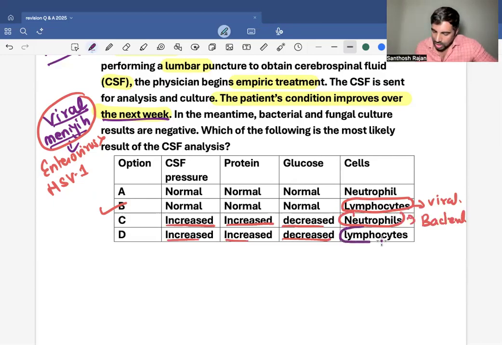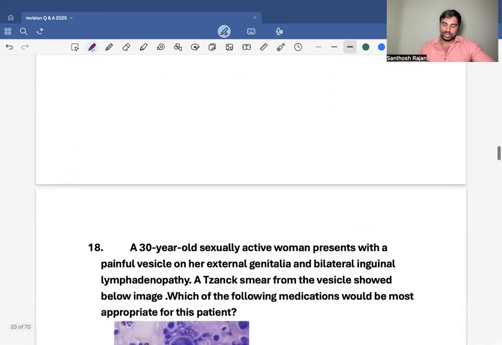So lymphocyte is high. When this lymphocyte picture comes, it's TB or fungal. Usually it's TB or fungal. So this is the clue. So we are going with viral here. That's all. Very simple. So no mistake. This should be clear. In viral, everything normal. Only lymphocyte goes high. In bacteria and TB, the only difference is lymphocyte and neutrophils. That's all. Okay. Next.